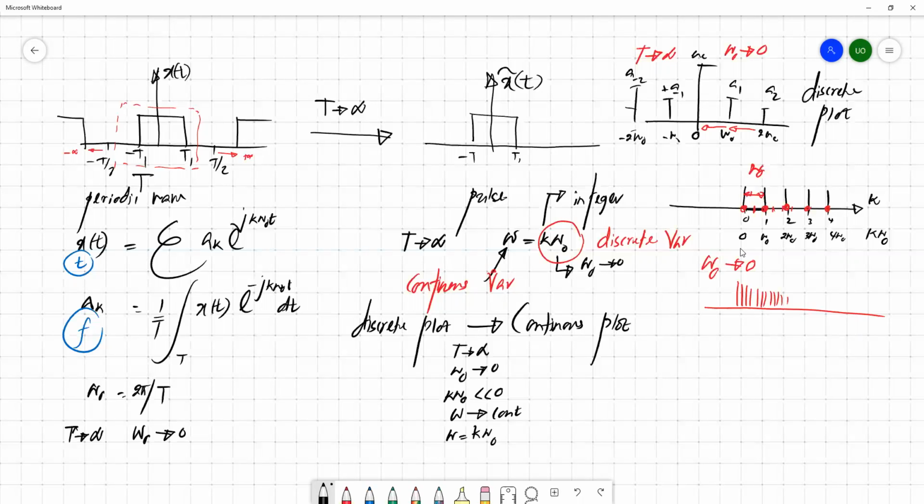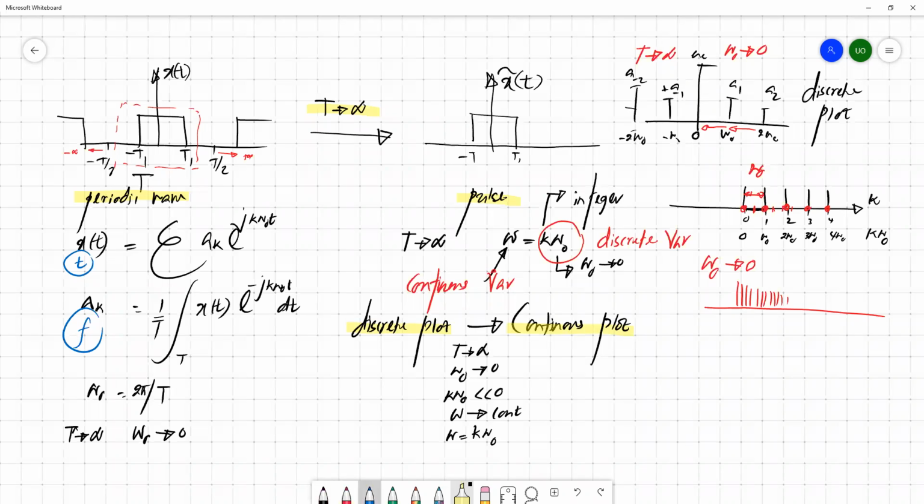So once you let that period be infinity, ultimately this periodic function, this periodic waveform, converges to a kind of pulse, and the discrete plots, whatever the magnitude and phase spectrums which are in discrete domain, convert to continuous plots.